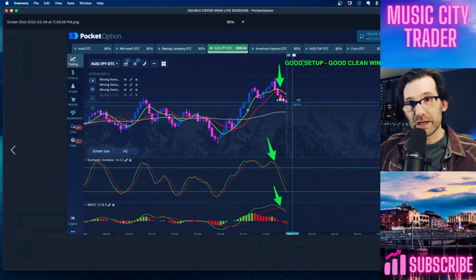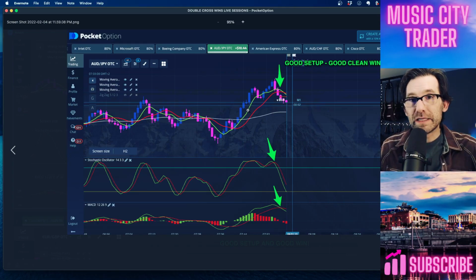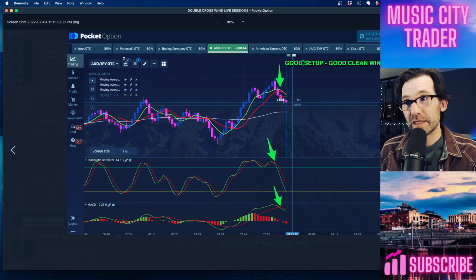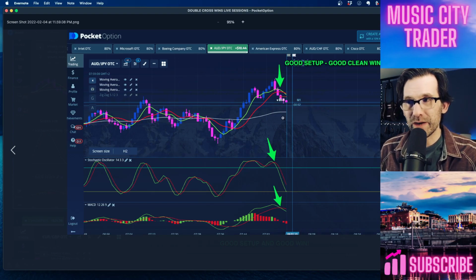So you want the stochastic crossing down out of overbought. You want the MACD to follow within 1 to 5 candles, crossing down also out of a high position, like it's kind of overbought as well. And you also want it to be in a long downtrend. In other words, the white line is above this and it's moving down. Or in this scenario, the white line is very neutral and the chart is snaking on it. So I would not call this a trend in either direction. I would say the chart is snaking and it's going sideways in the long average. So that's how you can do that.